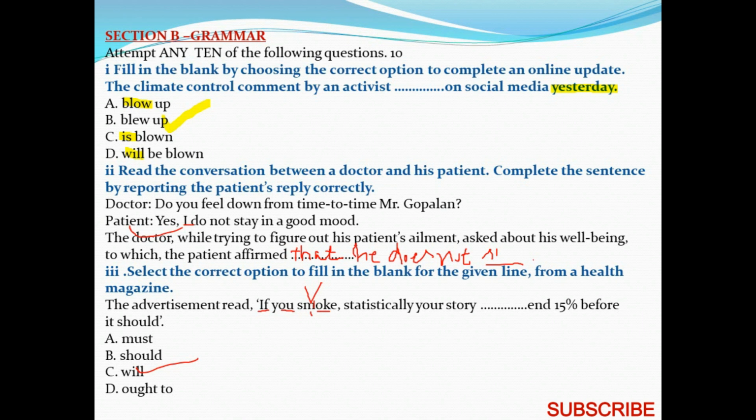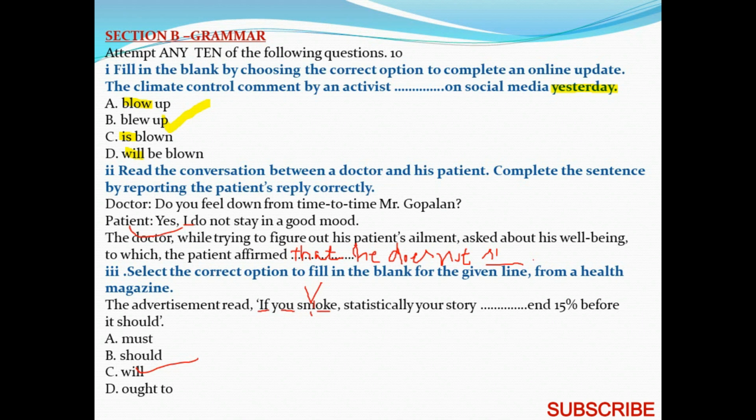For example, the first one is: fill in the blank by choosing the correct option to complete an online update. The climate control comment by an activist blank on social media yesterday. So we have 4 options: blow up, blew up, is blown, will be blown.